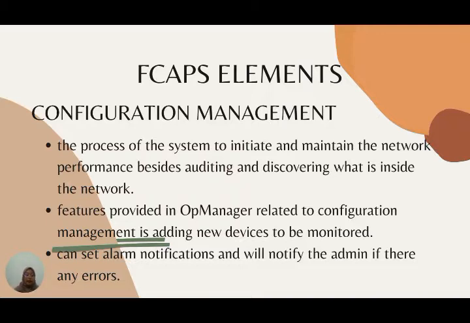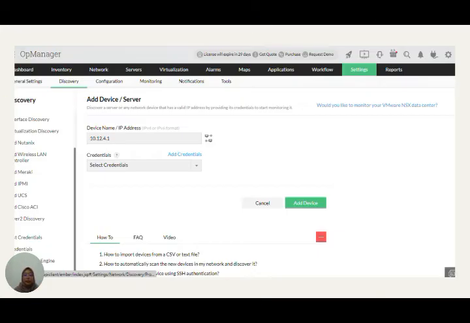Other than that, Op Manager also can set alarm notifications and will notify the admin if any errors occur. So this is how the admin of the network can add the device into the system. The admin must add the IP address of the device and also choose the credentials. It can also add another credential so it can be suitable to be used for the device.